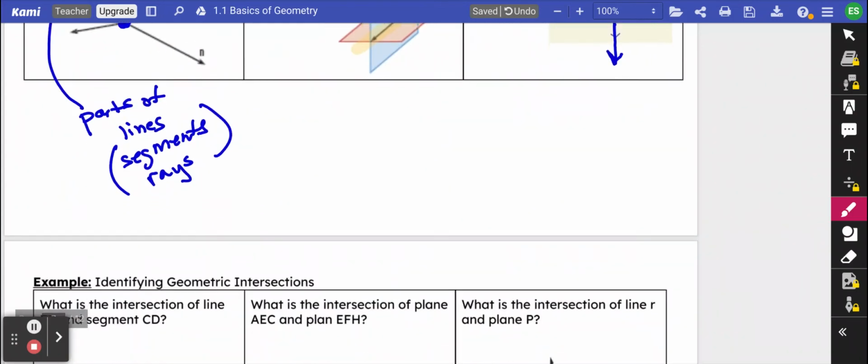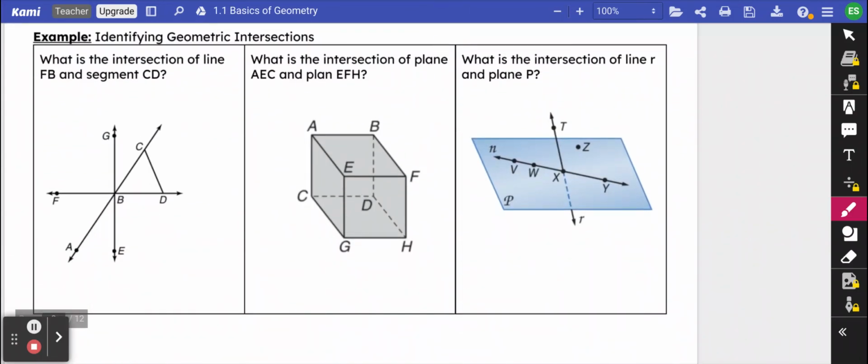So let's look at a couple examples. We're going to identify geometric intersections. What is the intersection of line FB? So line FB is this line right here. It goes on forever and ever. Can't draw very straight lines. And then segment CD, which is this segment right here. So where does that segment and that line intersect? They intersect at point D, because two lines or portions of lines intersect in a point.